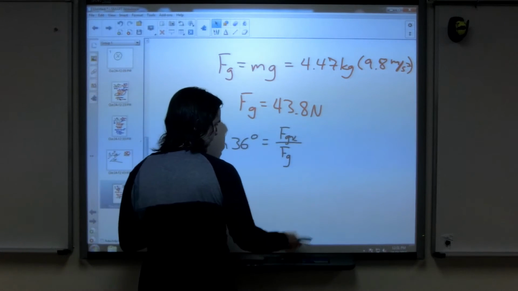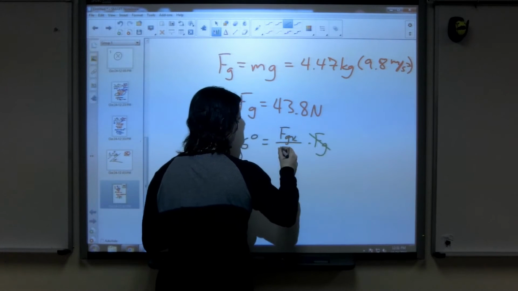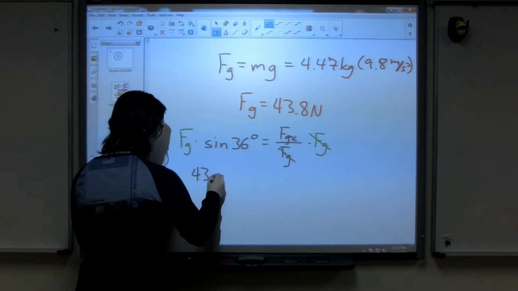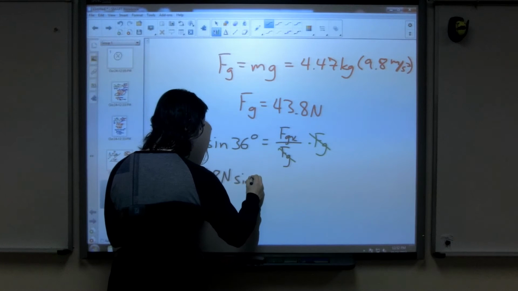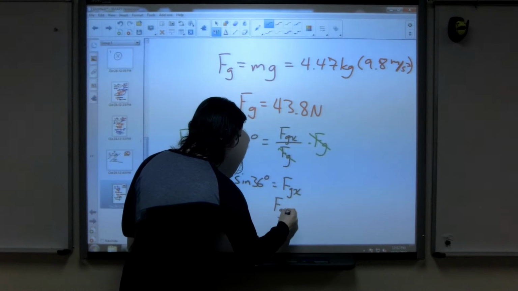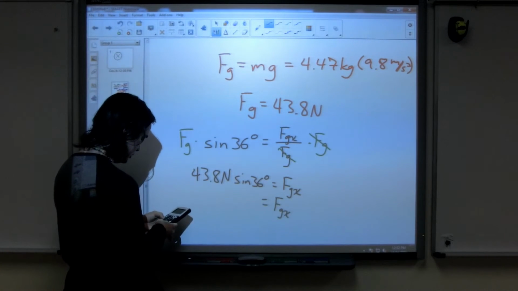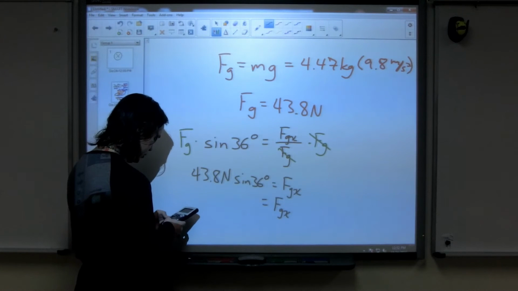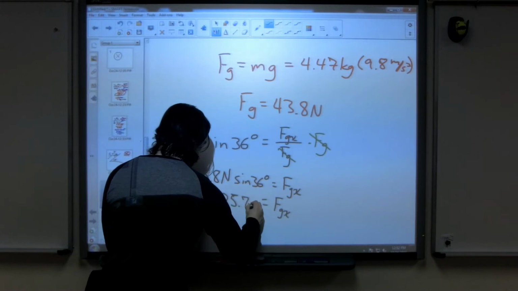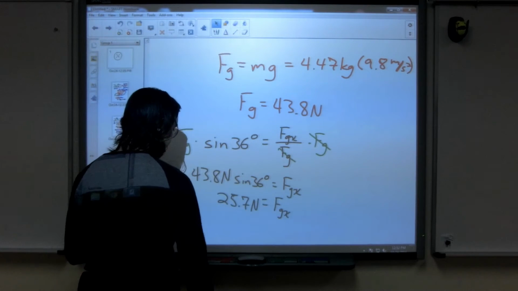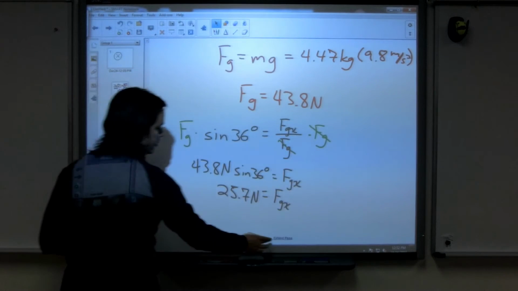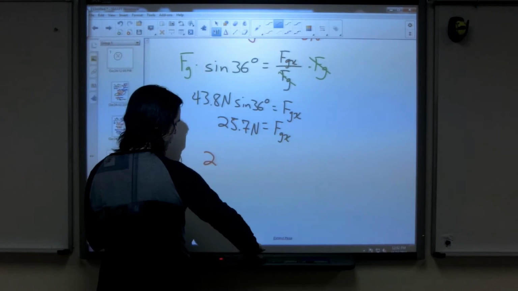I can multiply both sides by FG. And we just found FG. We found that it was 43.8 newtons times sine 36 degrees equals FGx. FGx equals sine 36 times 43.8. We end up with about 25.7 newtons. All right, 25.7. That's actually FGx here.